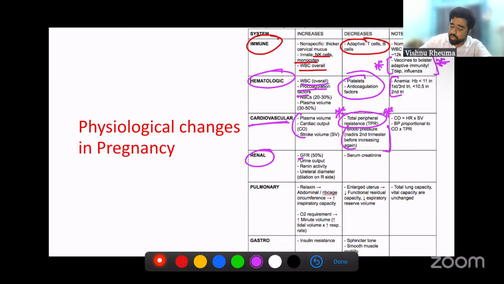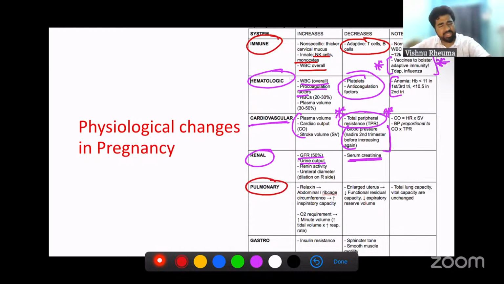Then renal, as I told you, EGFR increases, urine output increases, and serum creatinine drops. So all of this will cause increased proteinuria. For example, if a patient is having lupus nephritis, you keep tracking the changes. Now the patient becomes pregnant. You see that the proteinuria may increase, but the creatinine levels may show a decrease. So that is something that again you have to keep in mind.